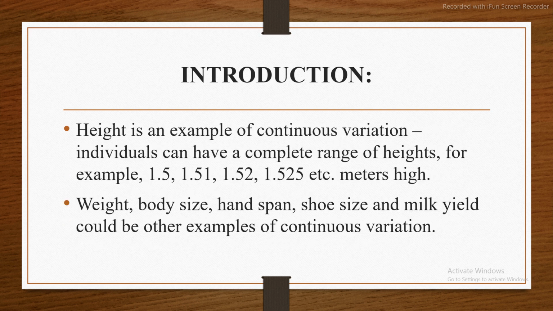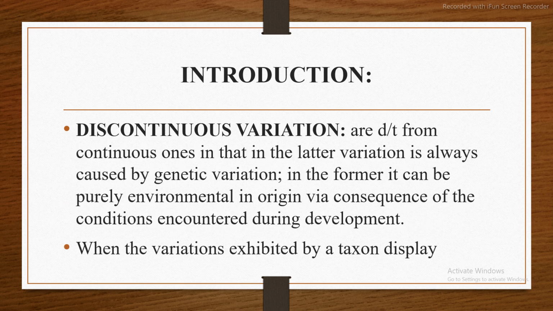Height is an example of continuous variation. Individuals can have a complete range of heights, for example, 1.5, 1.51, 1.52, 1.525, etc. meters high. Weight, body size, hand span, shoe size, and milk yield could be other examples of continuous variation.